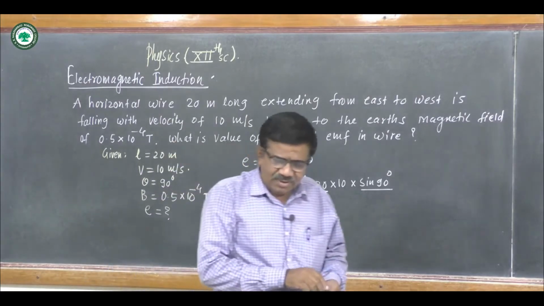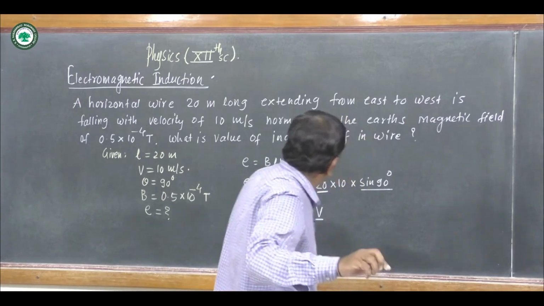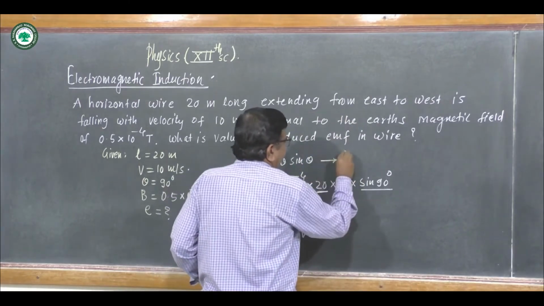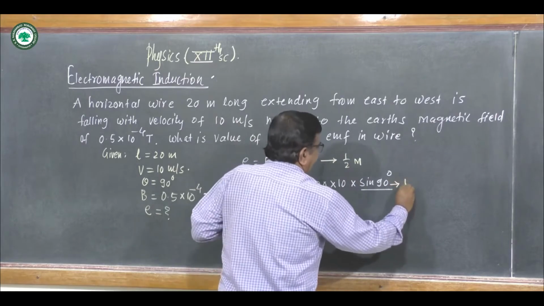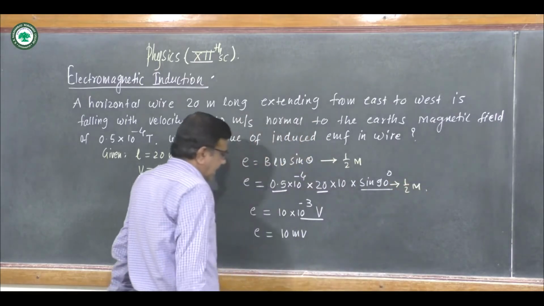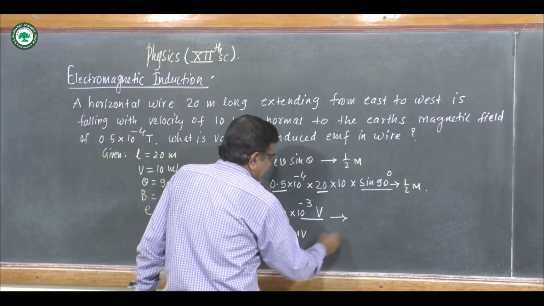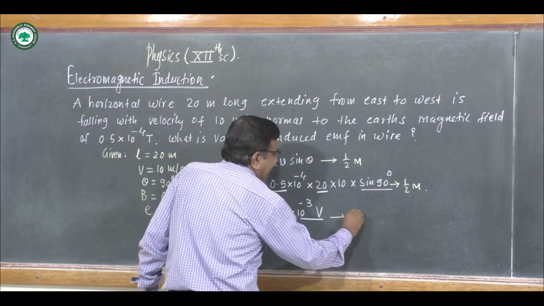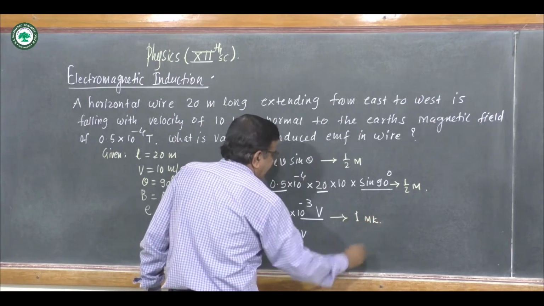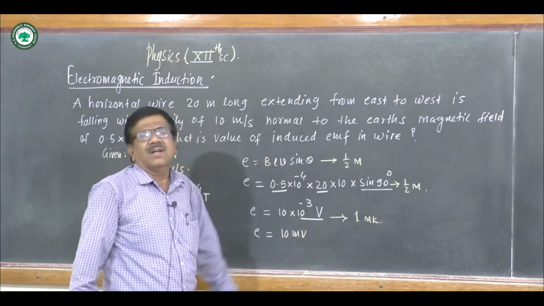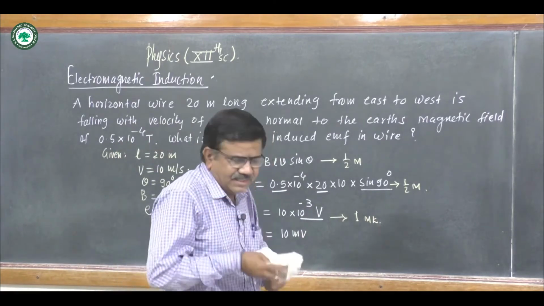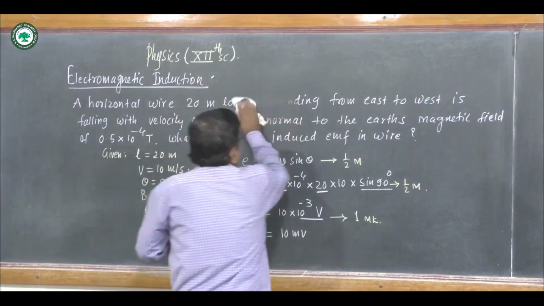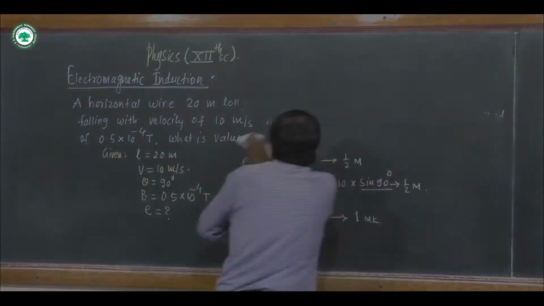In such problems or numericals, the marking scheme is very simple. Correct formula, you will get half mark. Correct substitution, you will get half. Correct answer with unit, you will get 1 mark. If the unit is wrong, half mark will be deducted. So this is the simple marking scheme for such numericals. Now we see the second one.